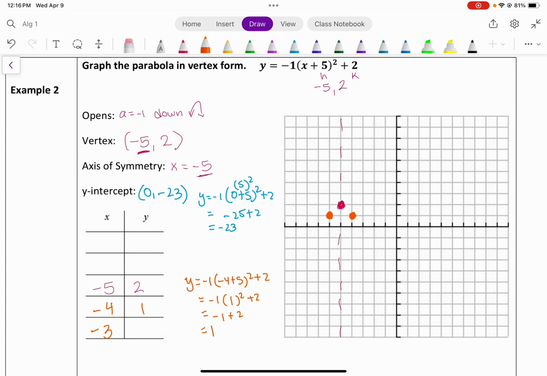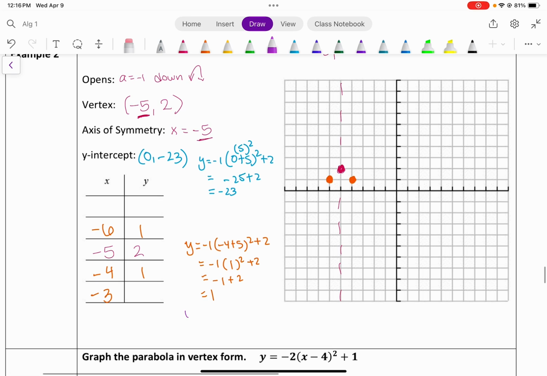When I mirror -4, 1, I get the point -6, 1. All right, last but not least, if we substitute -3 in, here's my -3 plus 5 squared. -3 plus 5 is 2. 2 squared is 4. So then when I multiply that by a -1, I'm going to end up with -4 plus 2, which is, of course, -2. -3, -2 would be right here. And then when I mirror that, I find the point -7, -2. And there's our parabola. It's opening down just like we said it would.